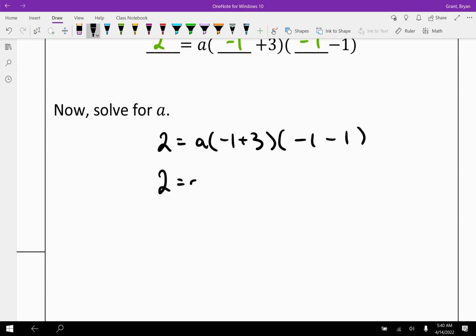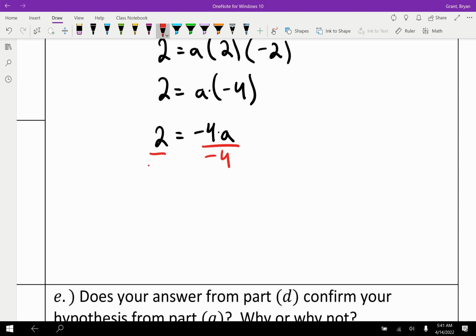Okay. How do we get a alone now? If I want to know the value of a that makes the left side equal the right, I need to get rid of that pesky negative 4 that's attached by multiplication. And I think we do that with division. This will tell us then that a is the fraction negative 2 over 4. Or if you want simplifying, isn't that negative 1/2? Or if you use your calculator, negative 0.5?